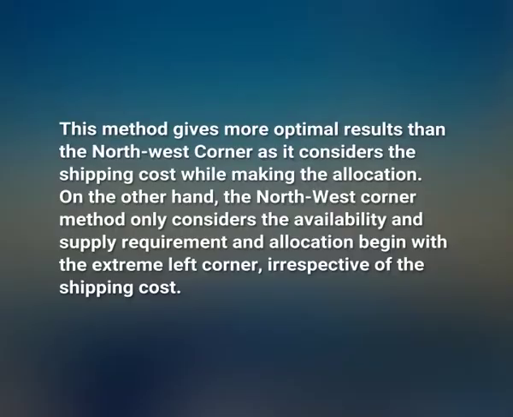obtained. This method gives more optimal results than the northwest corner, as it considers the shipping cost while making the allocation. On the other hand, the northwest corner method only considers the availability and supply requirement, and allocation begins with the extreme left corner irrespective of the shipping cost.